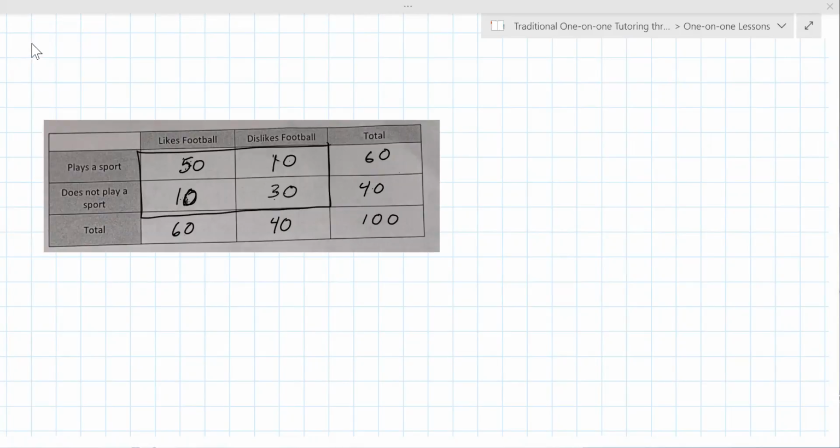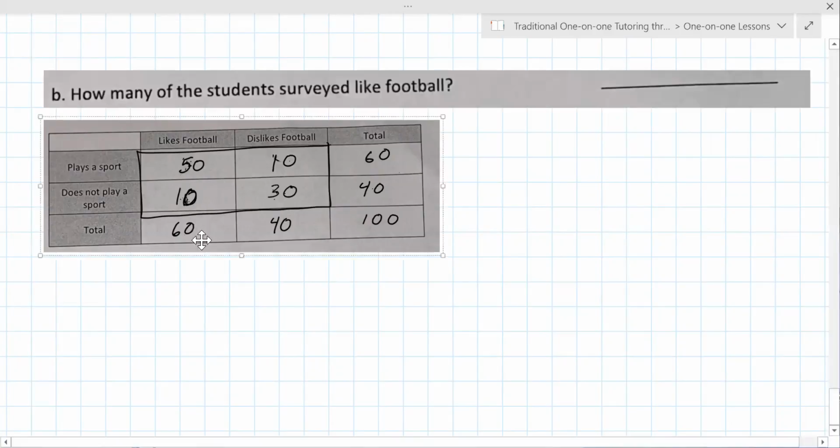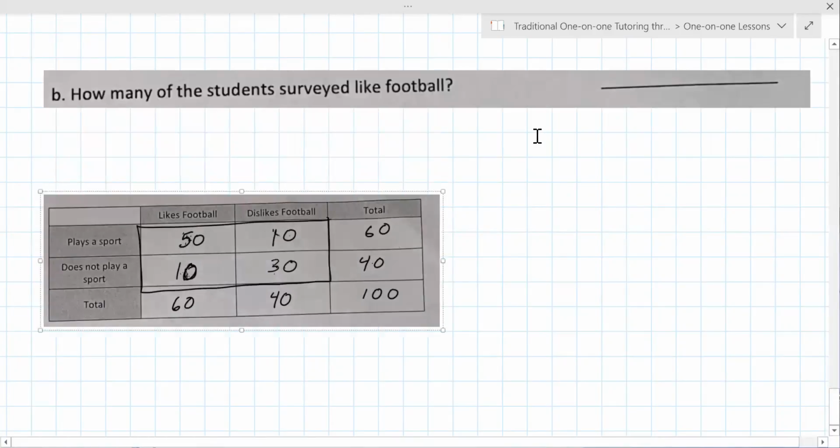So some of the questions are straight, just counting questions. And that's this first one right here. It says, how many students surveyed like football? And the answer is 60. How do I know? Because it's this first column. Yeah. And the total is 60.